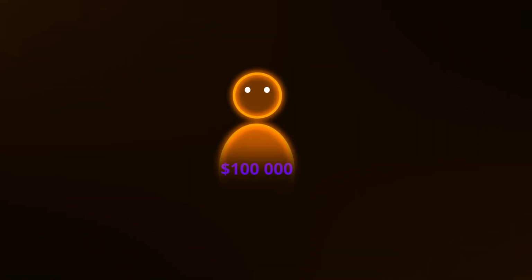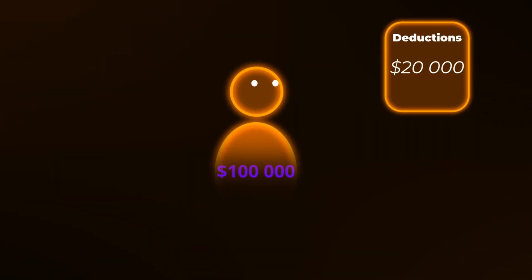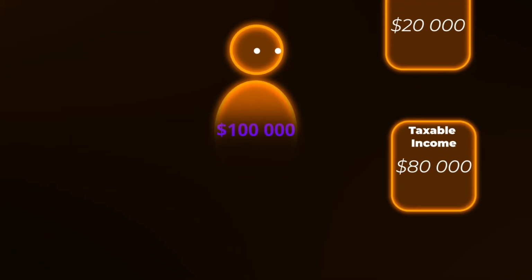Say I made $100,000 last year and say I have $20,000 in deductions. That means the IRS will only tax me on $80,000 because my income is reduced by the amount of deductions that I have. The amount of work that goes into your taxes is actually probably most determined by the types of deductions that you take.